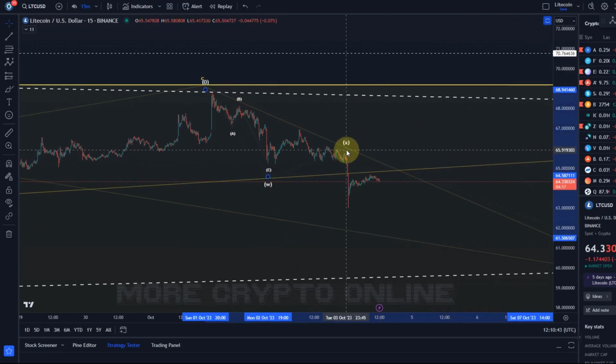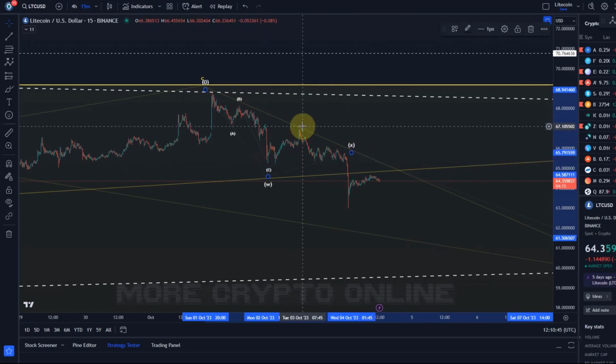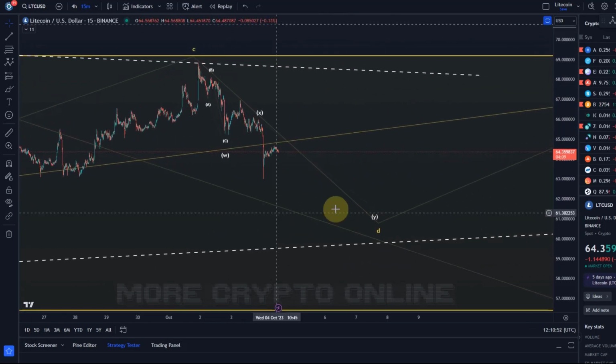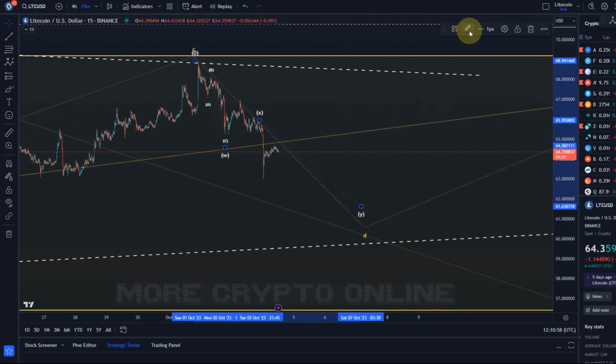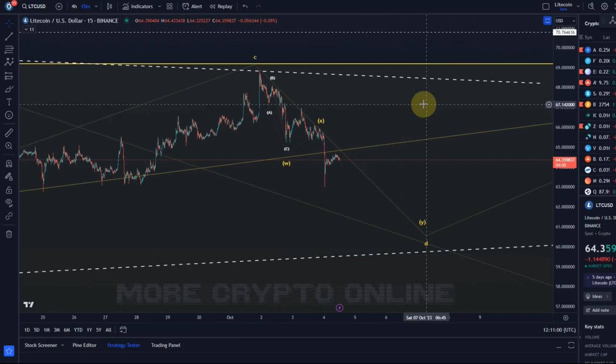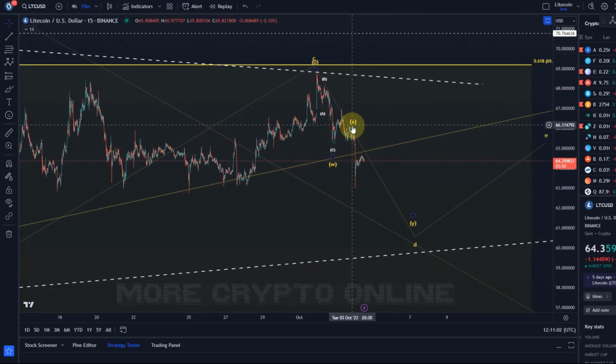The X wave was likely a triangle, A, B, C, D, E. So that could have finished here, an X wave triangle, and then now we're working on the Y wave. And that could still go a little lower, that Y wave. Let me change that to yellow. Because so far we have quite an impulsive-looking decline.